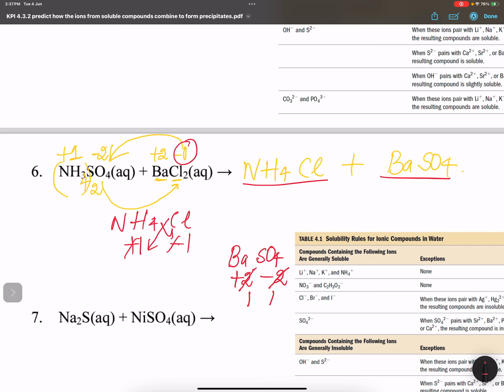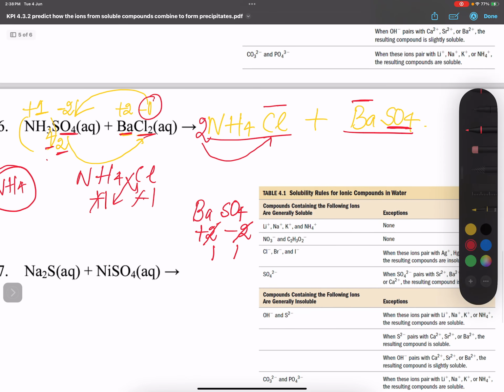Then look at the balancing. You have NH4 2 times. I told you keep NH4 as 1 unit. So you have 2 units here, so put 2 in the front. Now you have NH4 twice, SO4 once, 1 barium, 2 chlorine. So you can see here these 2 chlorine.